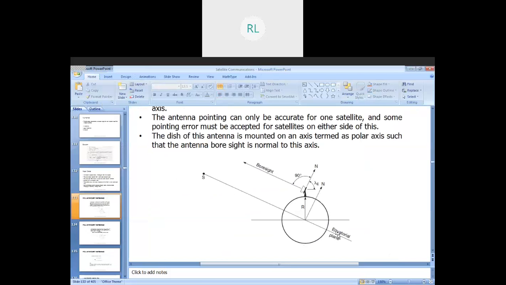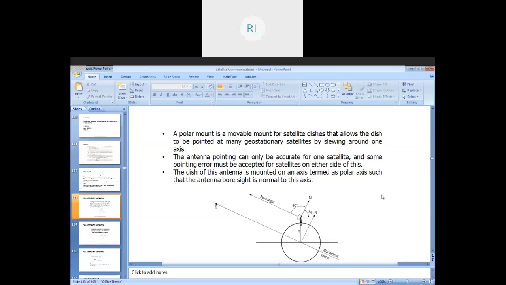Right. So next, about your polar mount antennas. Antennas which are placed in the polar orbits are called polar mount antennas. So that's the explanation that you can see here. A polar mount is a moveable mount for satellite dishes that allows the dish to be pointed at many geostationary satellites by slewing around one axis. So there is a slight angular displacement.